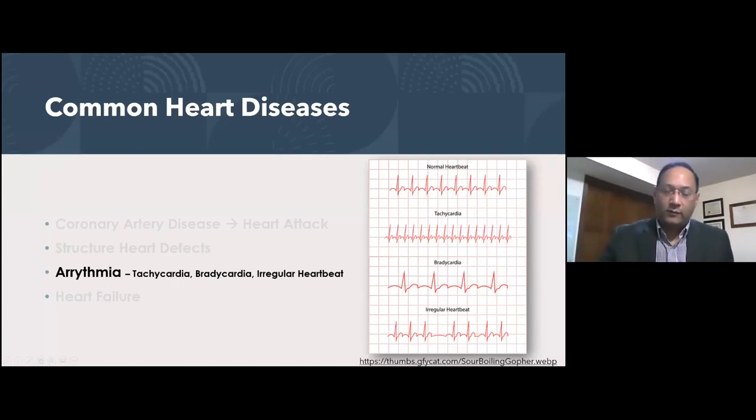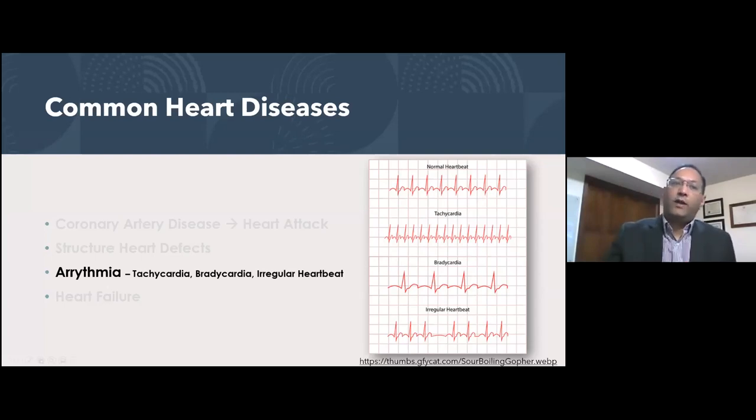When it's fast, which is called tachycardia, the beats are really high, which is 130, 140, 200 beats per minute. When something like that happens, people feel a lot of thumping in their heart, and the heart is racing. That's how they explain it. The heart feels like my chest is pumping.